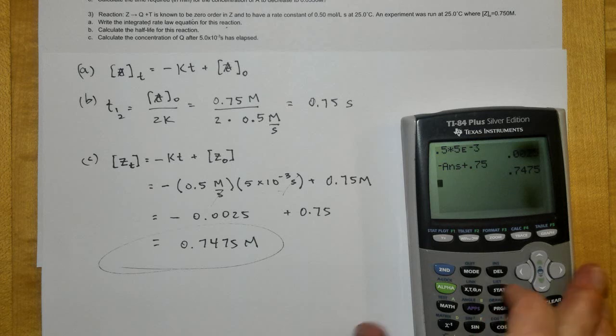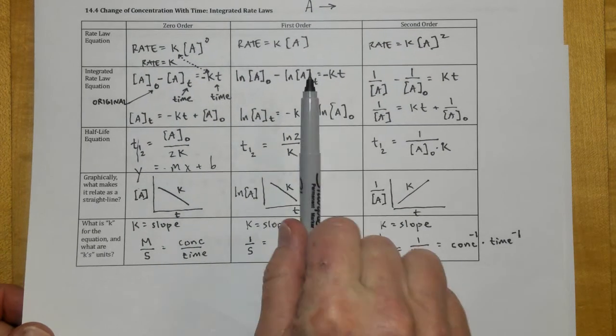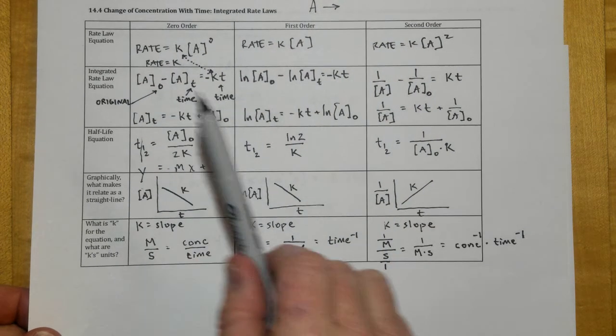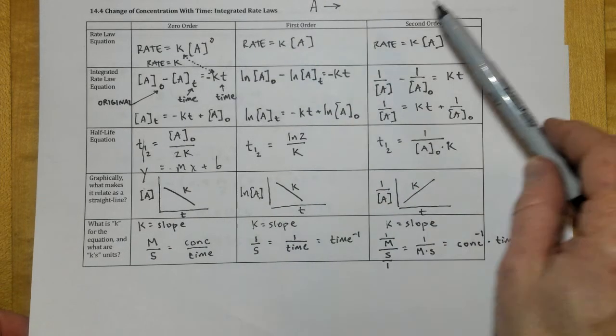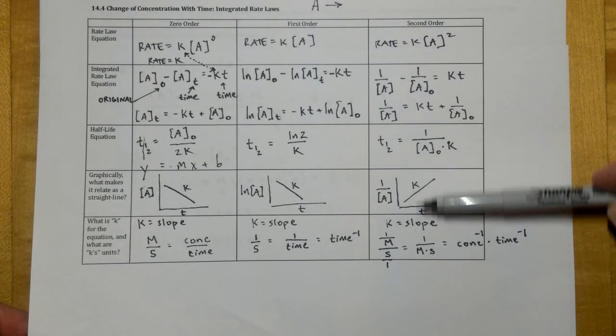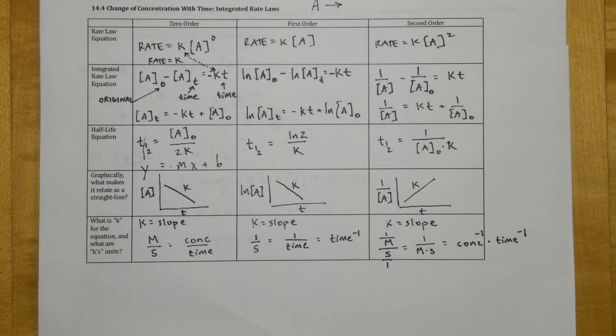All right, so you've seen examples of a 1st order, a 2nd order, and a 0th order problem. Identify what order the reaction is, find your set of equations, and then go to work on each one of them. Good luck with your integrated rate law problems.